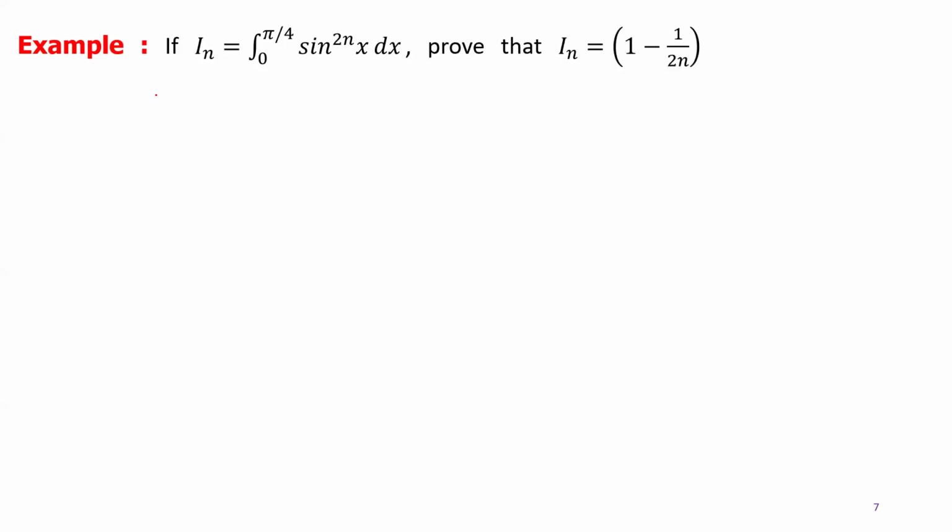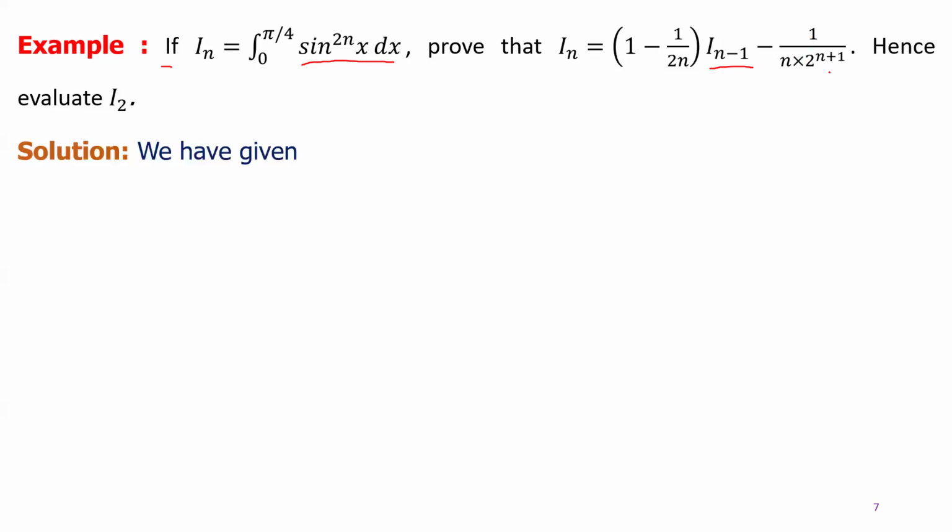In this lecture, we discuss more important problems based on the reduction formula. The question is: if I_n is equal to the integration of sin^(2n)x under the limit 0 to pi by 4 with respect to x, prove that I_n is equal to 1 minus 1 upon 2n times of I_(n-1) minus 1 upon n into 2^(n+1). Hence, evaluate I_2.